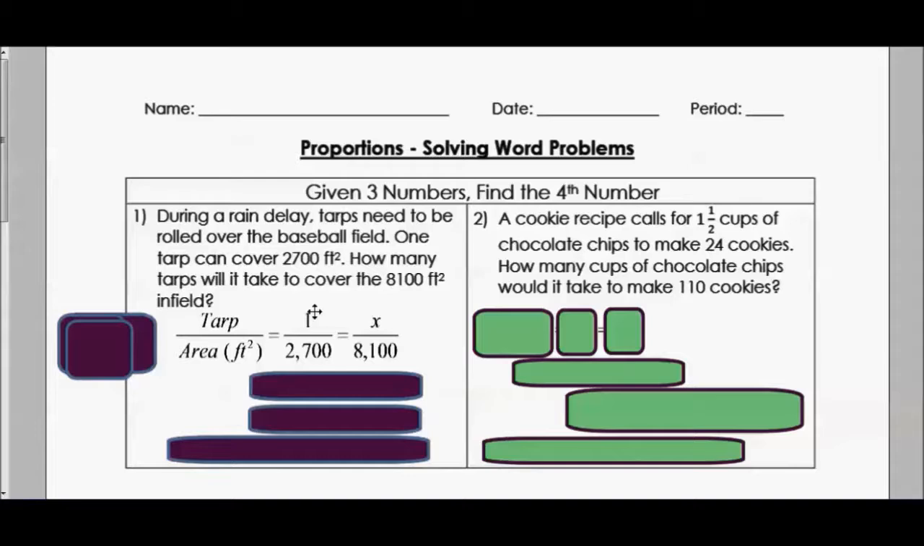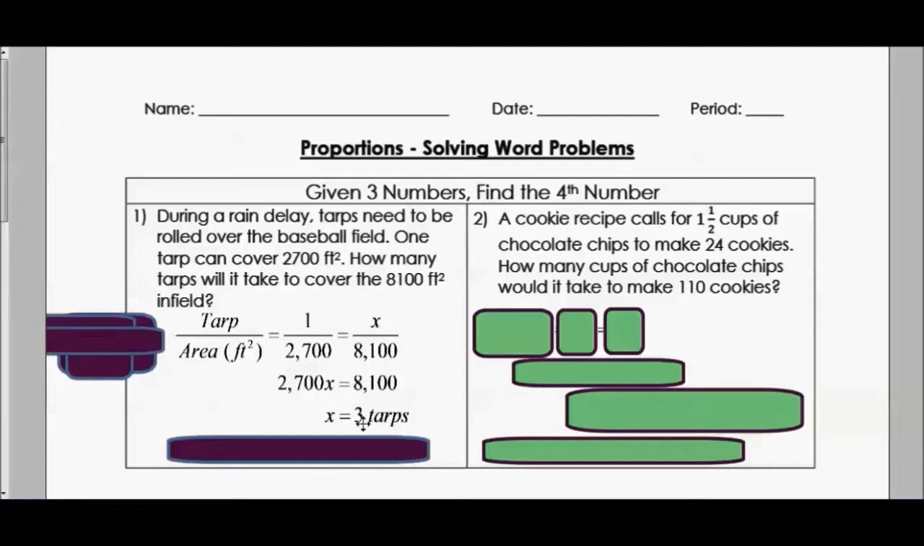To solve this, we're going to cross multiply. We're going to cross multiply 1 times 8,100. That's just 8,100. And 2,700 times x is 2,700x. We can put these on either side. It really doesn't matter. Our last step to solve for x needs to be to divide by 2,700. We're going to do that on both sides. It cancels out over here. On this side, we'll just be left with 3, and that means it takes 3 tarps to cover that much.